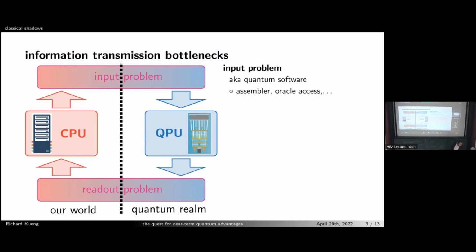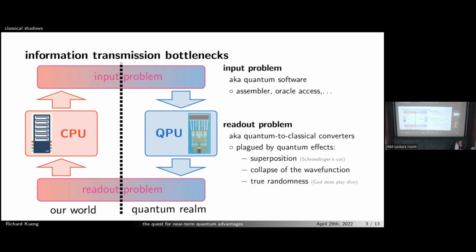What interests me more, because it's a bit less of the same, is the converse direction, the readout problem. You can summarize this as a quantum to classical converter. The question is, once the quantum computer has completed its computation, how can we efficiently extract the meaningful information we need in order to go on?